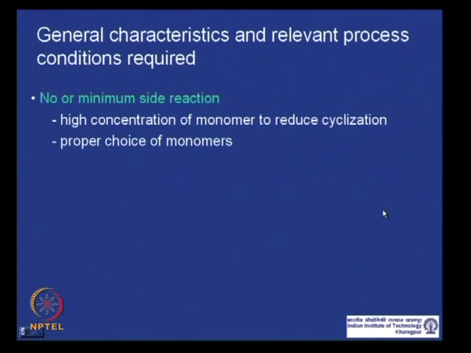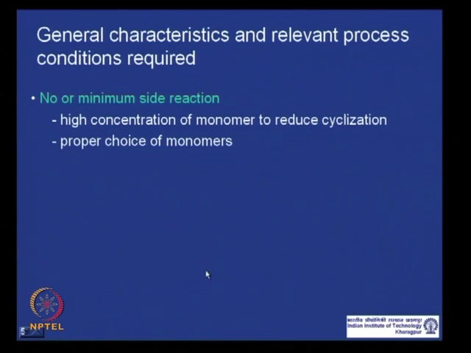Next point is no or minimum side reactions. We know these side reactions, like cyclic formation. If cyclic formation takes place too much, then those molecules will come out of the reaction and your distribution goes up. If your side reaction is forming some molecules which are monofunctional, which act as a chain stopper, then it will harm the building up of your molecule, it will stop the molecule there itself.